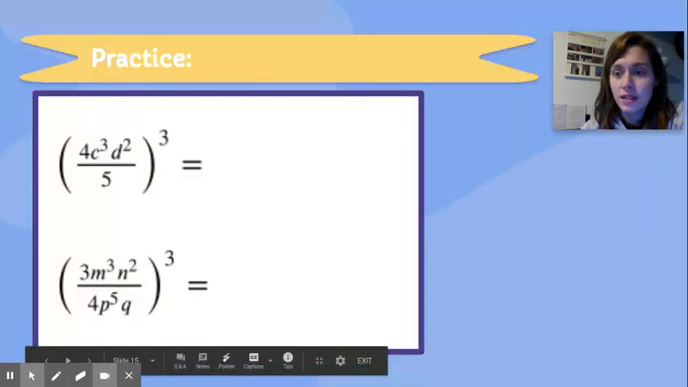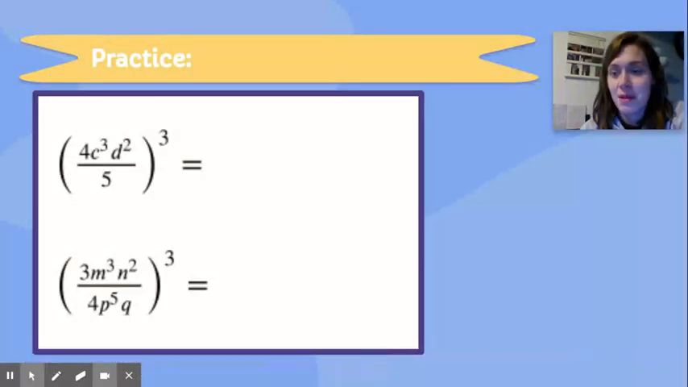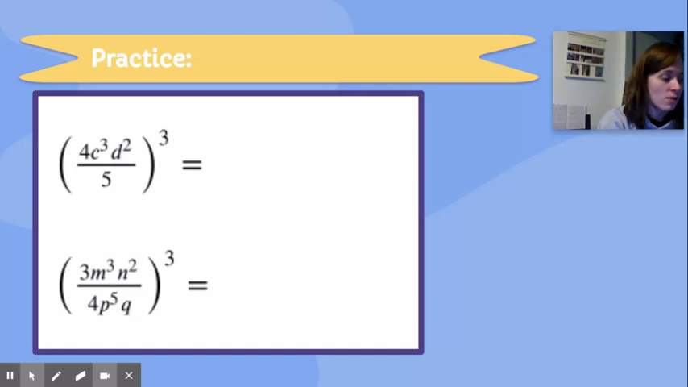So let's look at some more examples. These get a little bit more complex. Okay, so we'll start with this first example here, where we have the 3 that we need to distribute to everything inside the parentheses. So we'll start by doing 4 to the third power.